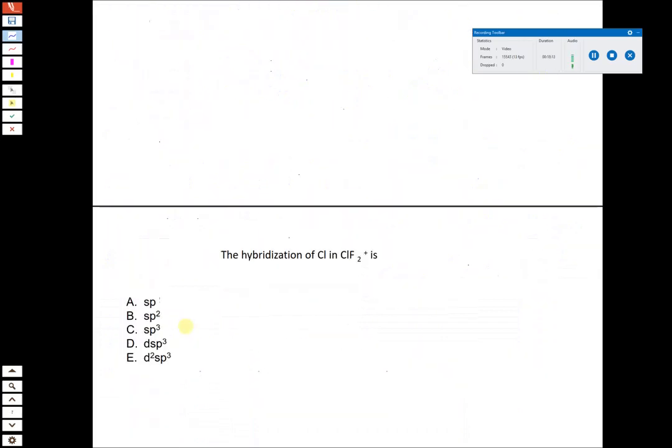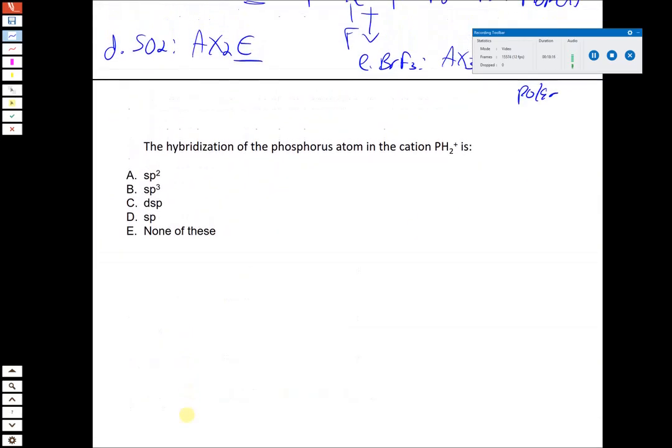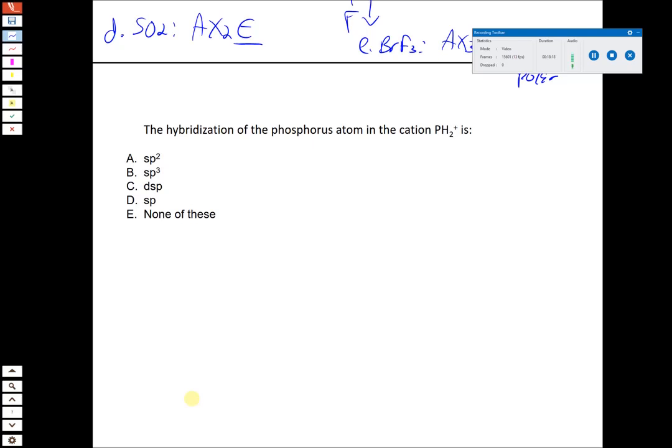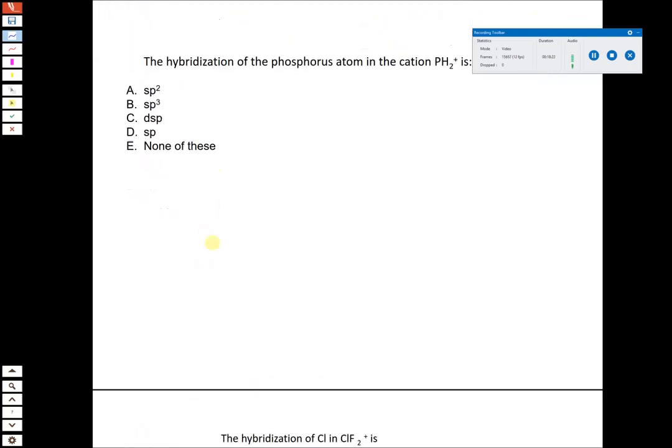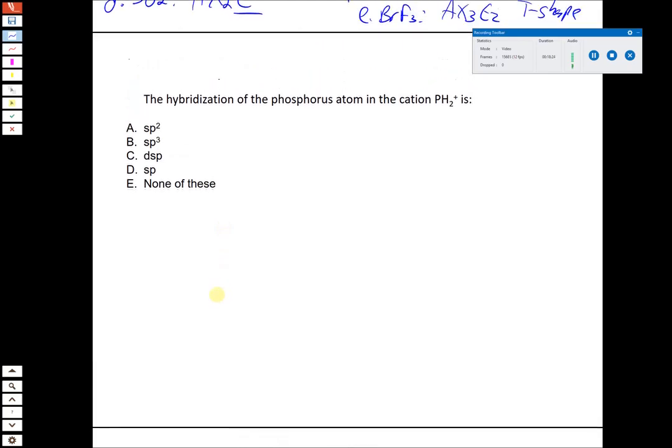Alright. Now the next major topic we have, which also comes from the Lewis structure, is going to be hybridization. So we have a few different ones to go through here that are all very similar. These are cations, so maybe the Lewis structure wasn't as straightforward and obvious, but we'll go through it.